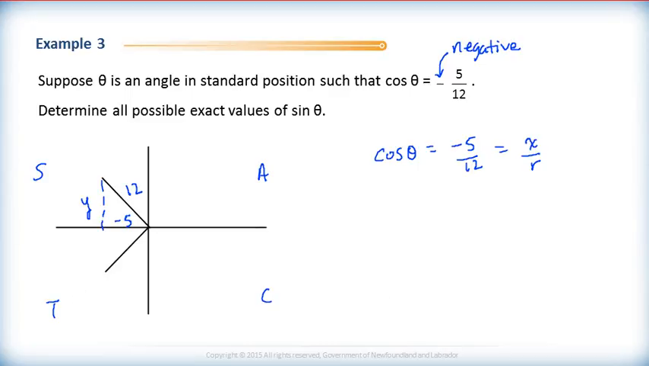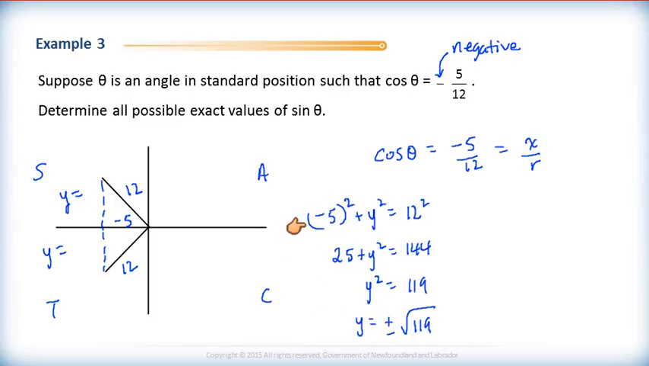Y, we don't know its value yet. But I'll leave a little space there to put it in. In the third quadrant, the r value is still 12, the x value is still negative 5, and we don't know the y value. You pause and do the Pythagorean theorem now, and compare it to my work in a moment.